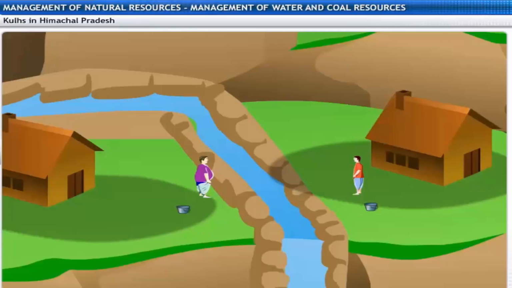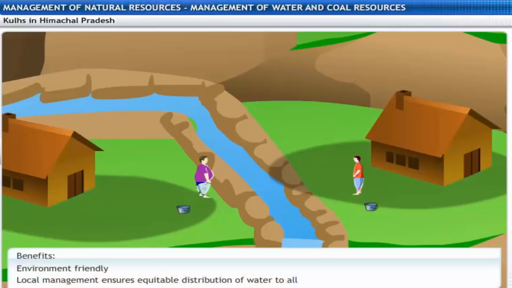Also, local people manage the kulls themselves and ensure fair and equitable distribution of the water.